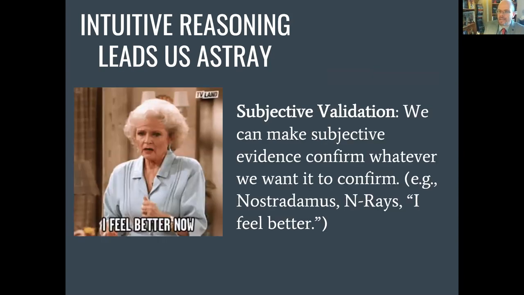Subjective validation can lead us astray. We can make subjective evidence confirm whatever we want it to confirm. This works with Nostradamus. Nostradamus has really, really vague things that he says, and you can read into them what you want to read into them and make it seem like he was predicting World War II when he really wasn't. He was just speaking vaguely.